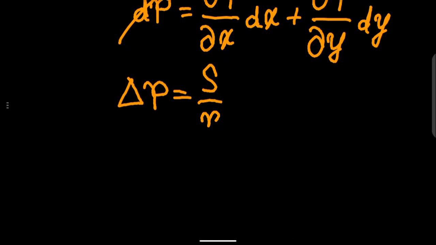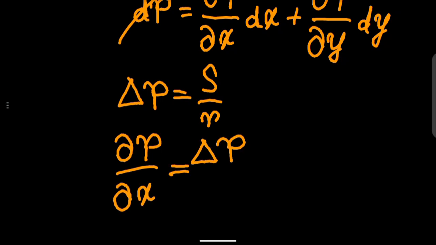Now let us do a thing. We will approximate, though you can do this in general ways. Del P del X we will approximate by delta P divided by delta X, and delta P is this thing.